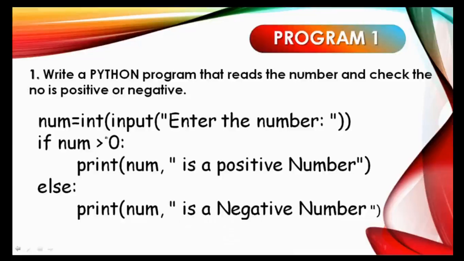If I input 10, it will be checked as 10 greater than 0, and since the condition is true, the output will be 10 is a positive number. Here num is the variable, and its value will be substituted. If I input minus 10, the condition is evaluated as minus 10 greater than 0, which evaluates to false. So the else part will be executed, and the output will be minus 10 is a negative number.